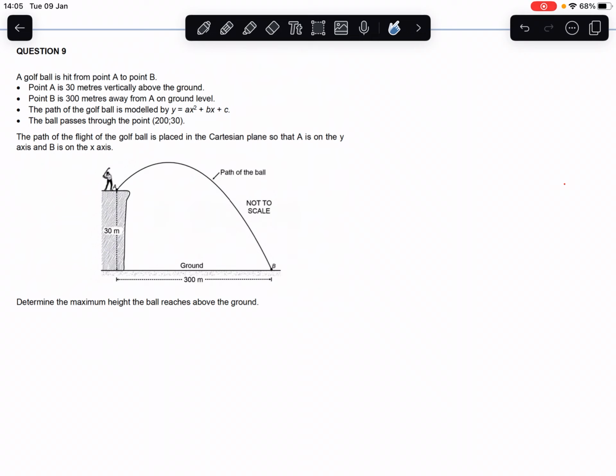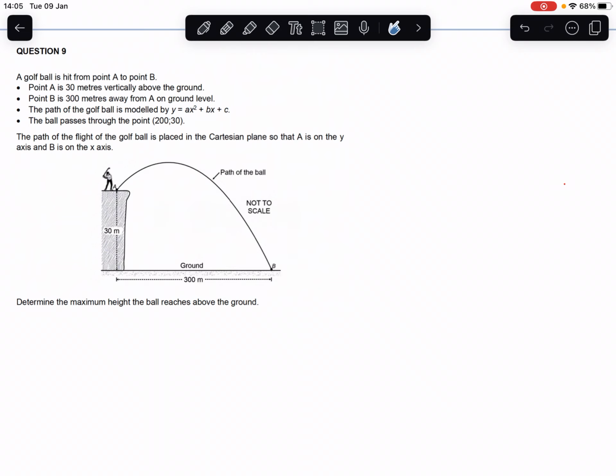That's awesome. So we've got a dude who is chilling on a cliff and he hits a golf ball from point A and it goes all the way until it lands at point B, right? And it's giving parabola. But let's not jump ahead too far.